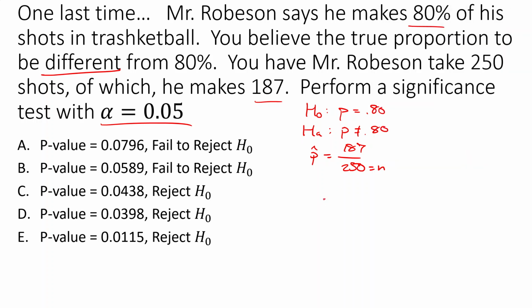So 0.0398 is our p. All right, so that is less than 0.05, which is our alpha. So p is low, so we are going to reject the H0. It's one of those, and there's our p-value right there. So it looks like we have D as our answer.